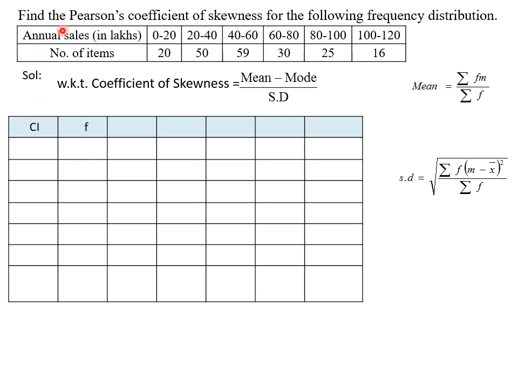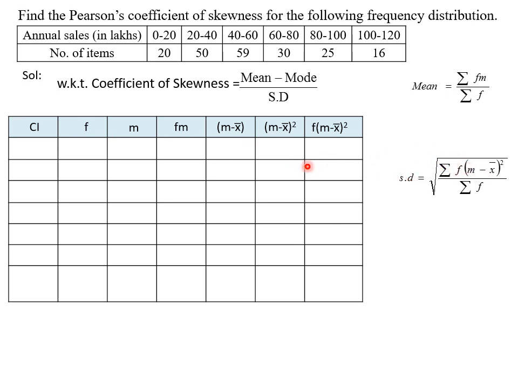Consider annual sales as class interval and number of items as f. Then we have to find the value for m. m is nothing but the middle value of the given class interval. Then fm, so you have to multiply these two things. Then we have to find the value for m minus x bar, and then square it. Then we have to multiply m minus x bar whole square with f to get the numerator of standard deviation.